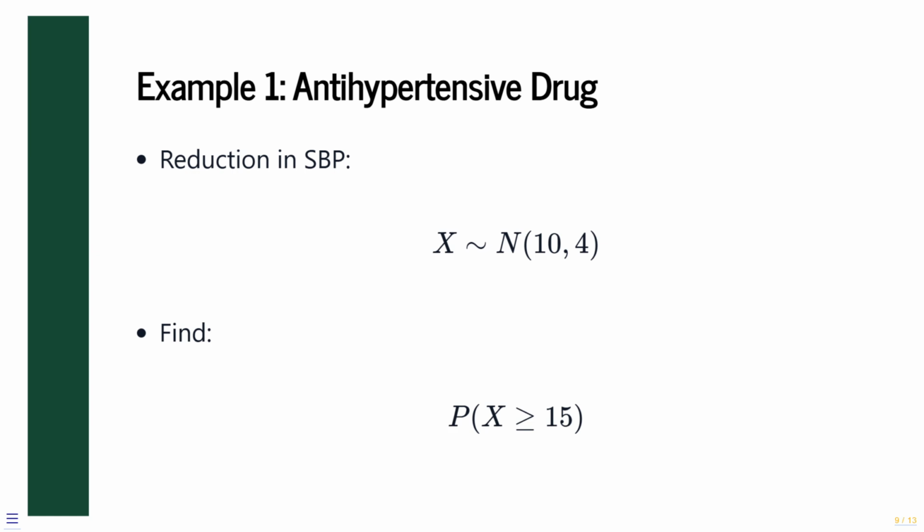Now let's work through an example involving an antihypertensive drug. Suppose the reduction in systolic blood pressure follows a normal distribution with mean 10 and standard deviation 4. We are asked to find the probability that a randomly treated patient experiences a reduction of at least 15 millimeters of mercury. The key phrase here is at least, which tells us we are looking for a right tail probability.